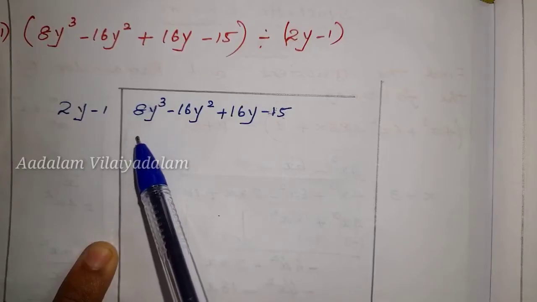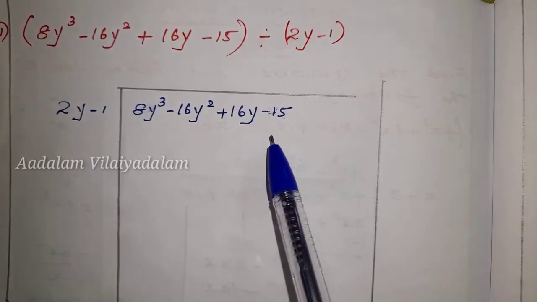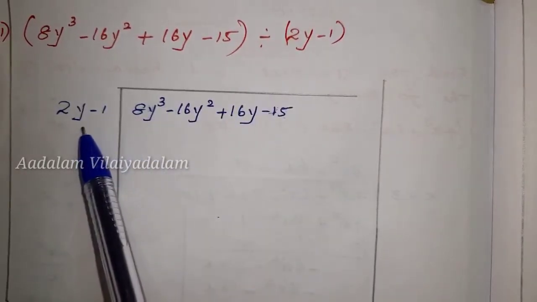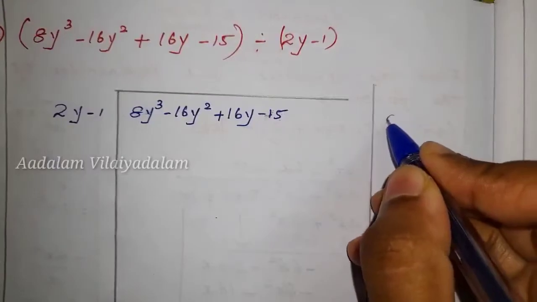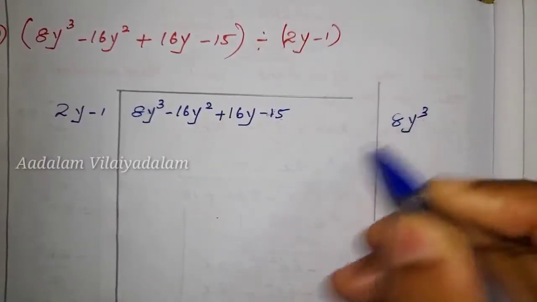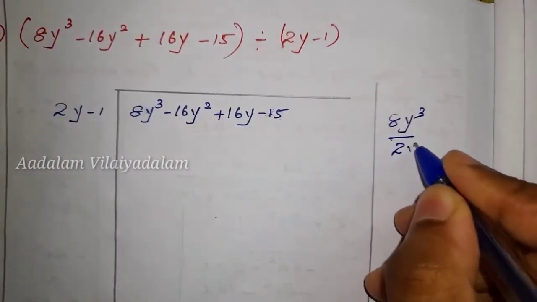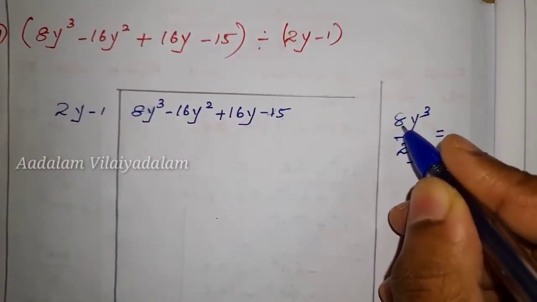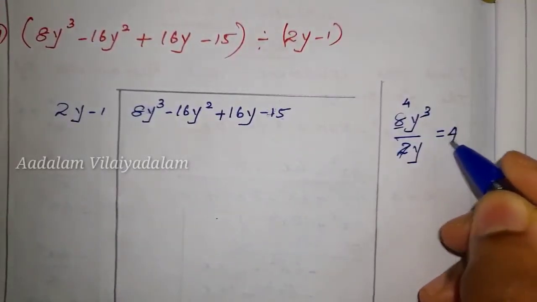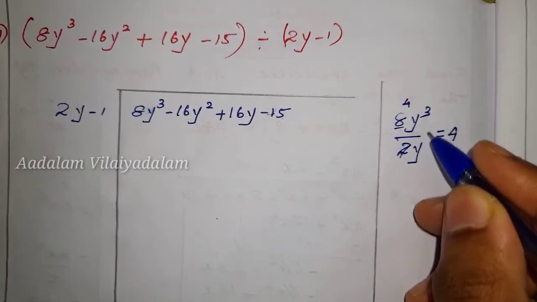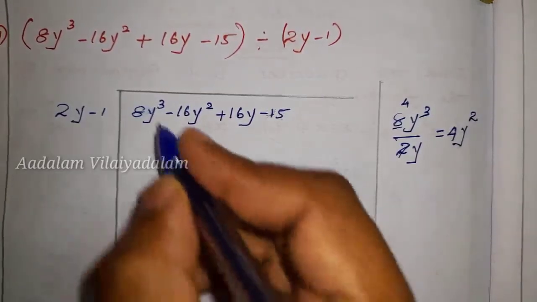Second question, 8y cube minus 16y square plus 16y minus 15, divided by 2y minus 1. So first identify the quotient term. The first term is 8y cube divided by 2y. So here the constant is 8 divided by 2. So 2 4s are 8, 4. So consider the variable here, y power 3, this is y power 1. So 3 minus 1, y power 2.